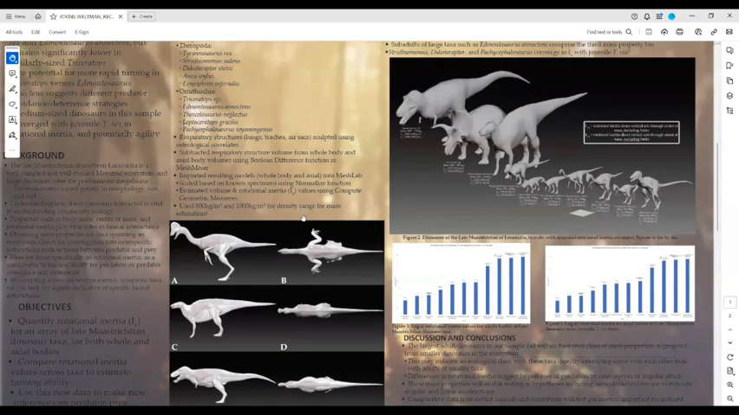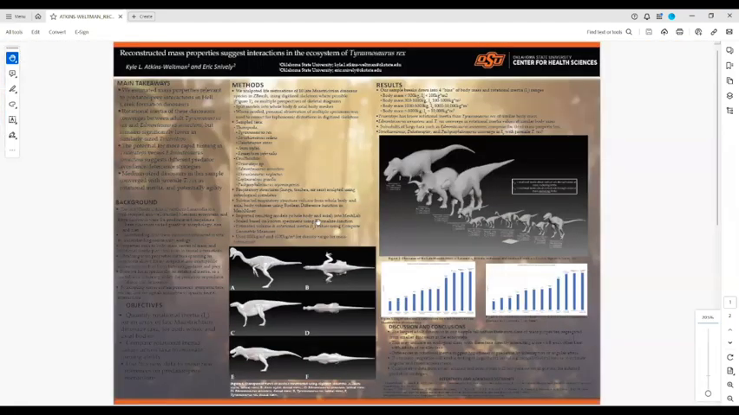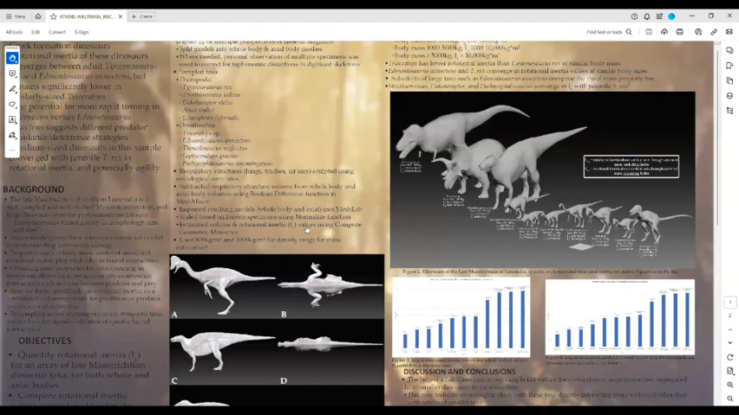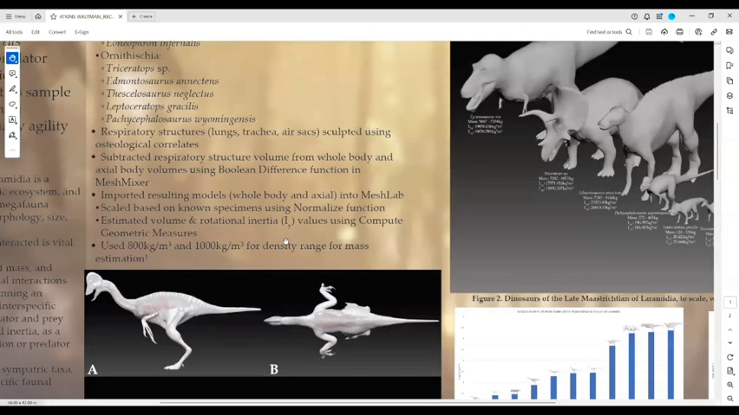We also accounted for the air sacs and just respiratory spaces in general by sculpting those using osteological correlates and information from modern animals, and subtracted those from our models so that when we put them into MeshLab and computed volume, we were not counting those negative spaces. Then once we did that, we got estimated volume and rotational inertia for whole body for an animal turning while its feet are planted, and for axial body if an animal is trying to turn while it's, say, moving forward or backward. We used a lower bound of 800 kilos per cubic meter and an upper bound of 1,000 kilos per cubic meter for density for our mass estimation.